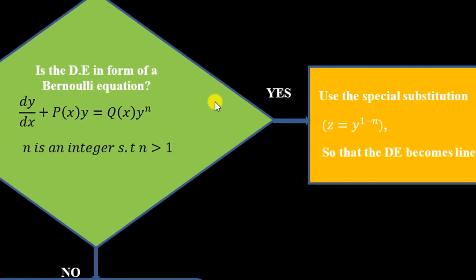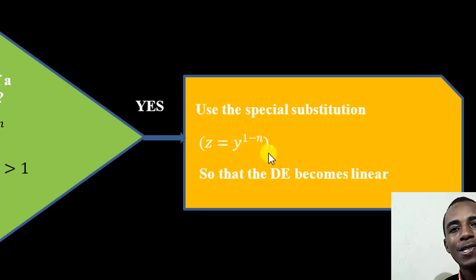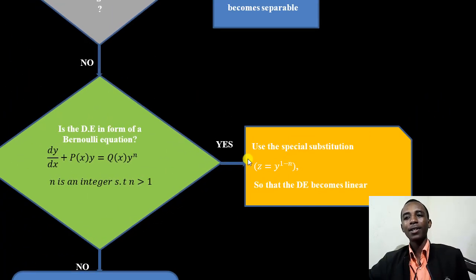For the Bernoulli equation, we have a special substitution, z equals y to the power 1 minus n. If you apply this and substitute for dy/dx, it's a change of variable, and you will get a linear differential equation which you can solve using the methods we've just described above.